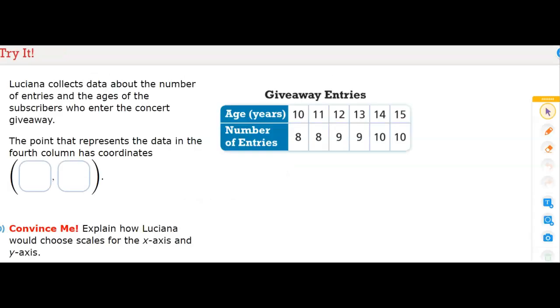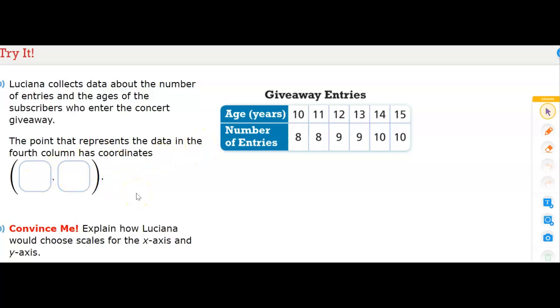Luciana collects data about the number of entries and the ages of subscribers who enter the concert giveaway. So here's the chart of data that she's collected. And the question is, the point that represents the data in the fourth column has coordinates blank and blank.